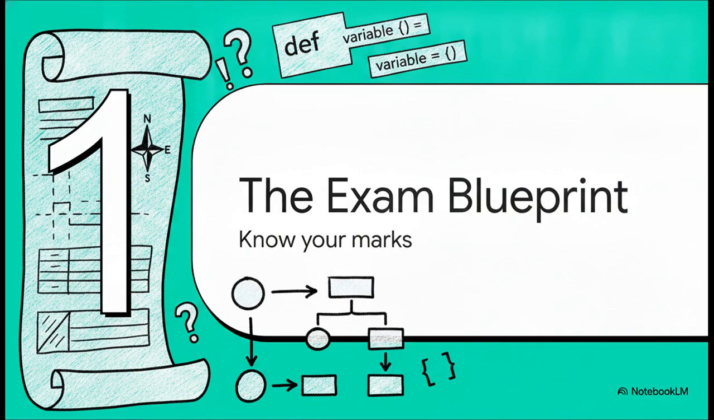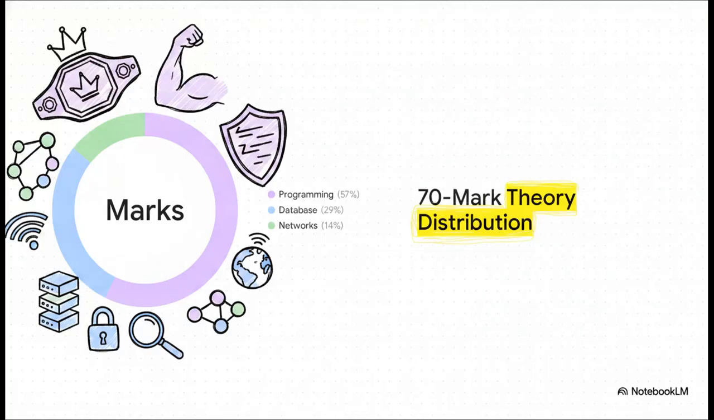The Exam Blueprint. Okay, so understanding the battlefield is literally step one if you want that top score. Looking at the 70-mark theory distribution, you've got computational thinking and programming sitting there like the heavyweight champion, worth a massive 40 marks. Database management brings in a solid 20, and computer networks rounds it out with 10. To totally dominate this exam, you absolutely have to conquer that 40-mark programming core.